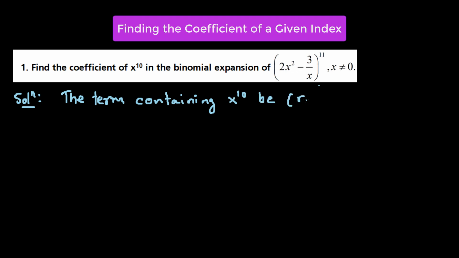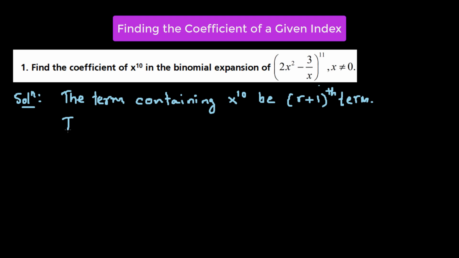So in this particular question, we have to find the coefficient of x raised to the power of 10 in the binomial expansion of (2x squared minus 3 over x) raised to the power of 11. So we begin by assuming that the term containing x raised to the power of 10 be the r plus 1th term.